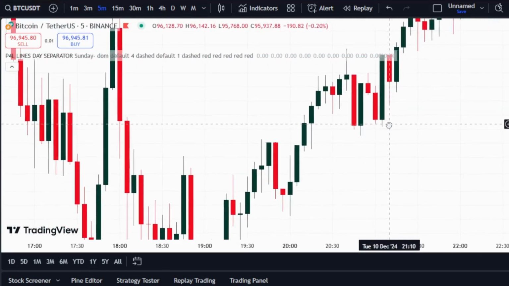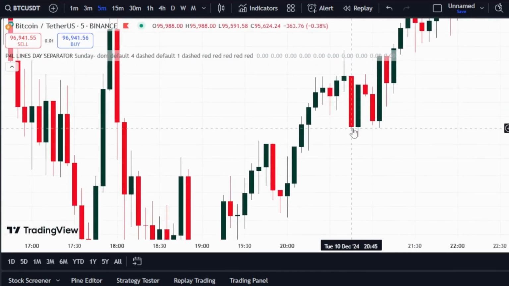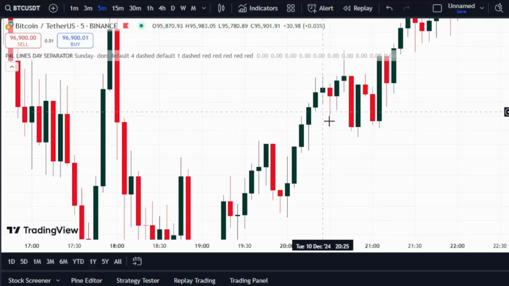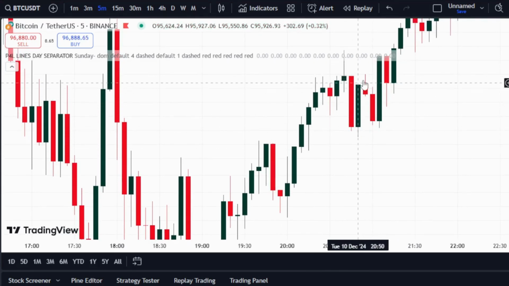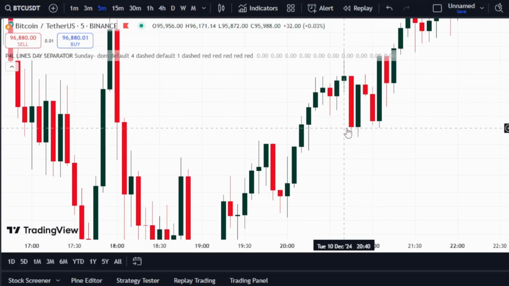For myself, it took me some, if not weeks, so many years back, before I understood, okay, this is how support is formed. There must be a bear candle, and shortly after that there is a bull candle. So you can see that is support. So this is the support here.